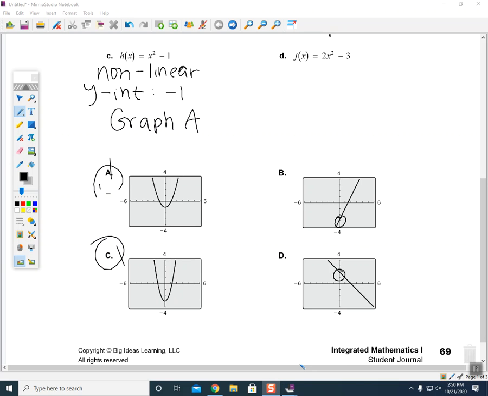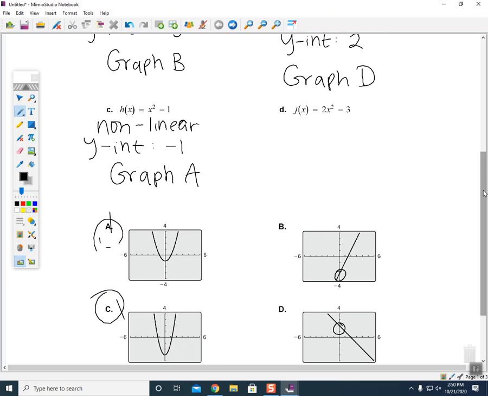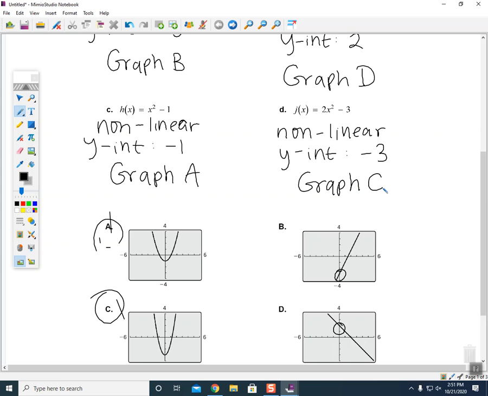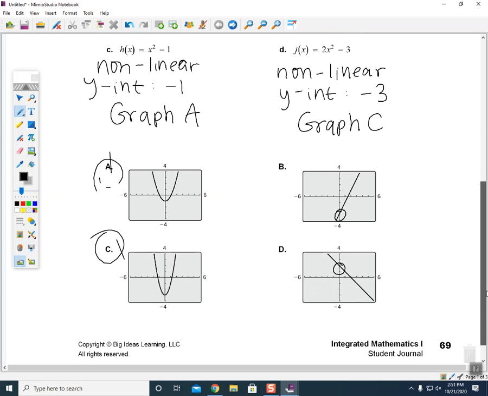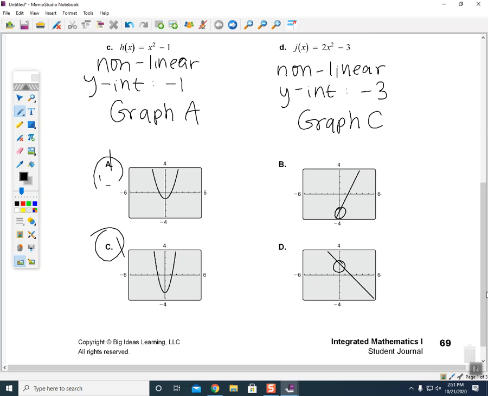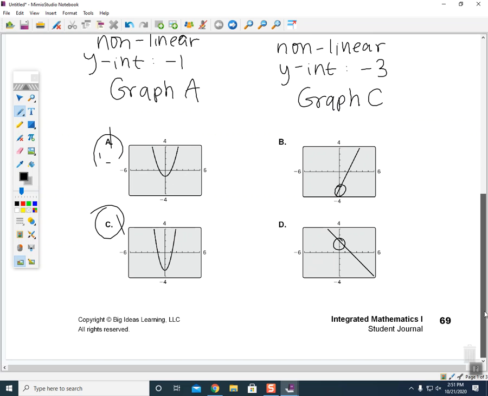All right, and then our last one here, we've got j of x equals 2x squared minus 3. I also know that this one is nonlinear because it has an exponent that's not 1. My y-intercept in this case is going to be -3. By process of elimination, I know that this is going to be graph C, but I can go check that, right? So if I look down here at graph C, I have a nonlinear function that crosses my y-axis at -3. That checks out.